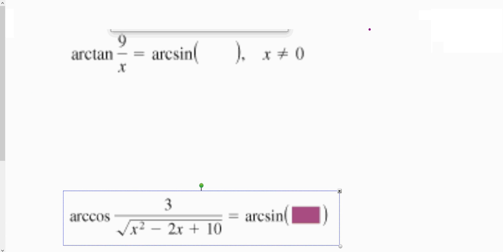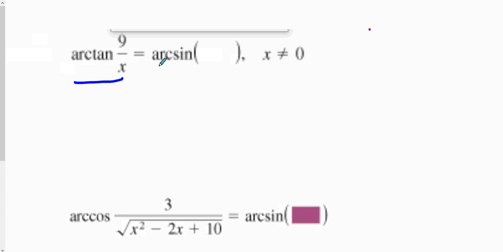Well, let's do one or two more and practice this mantra. What we want here is to find another ratio. We know we have arctangent of 9 over x. We're looking for the ratio that will give us something equivalent to arctangent of 9 over x. The key thing is figuring out what triangle that will be. Once again, we're going to assume this is in the first quadrant.